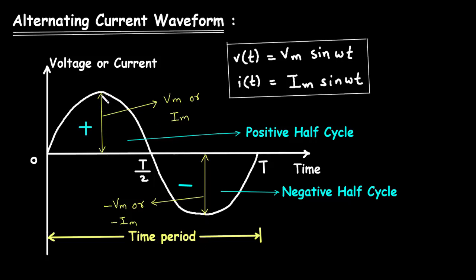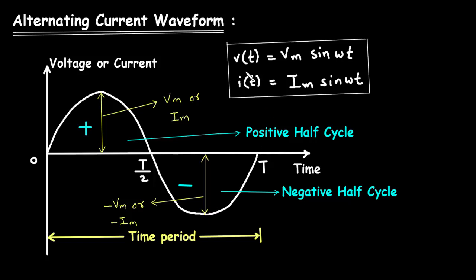Here this represents the maximum value. Now it may be of voltage, so if it is the maximum value of voltage, it is represented by Vm, and if it is a current wave, it will be the maximum value of current and it is represented by Im. Similarly, on the negative side or the opposite side, this is the maximum value, so it may be minus Vm for the maximum value of voltage, or minus Im for the maximum value of current.